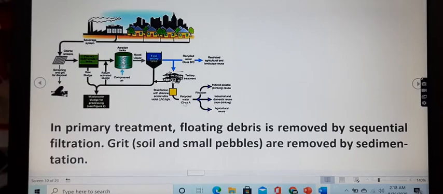So this water which comes from the tertiary treatment plant, in this water the disinfectant, that is the chlorine and ultraviolet radiation, is exposed to them. Then this water is passed through filtration, which is meant for drinking purposes, or it is directly sent into the industries for domestic use, and or it is sent to the agricultural fields for reuse.